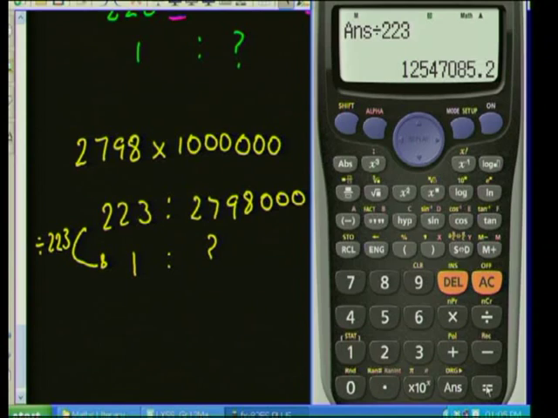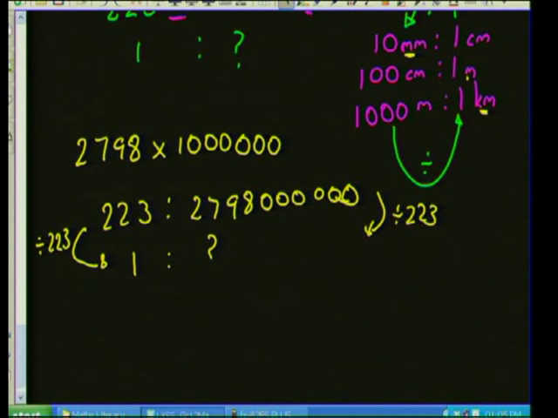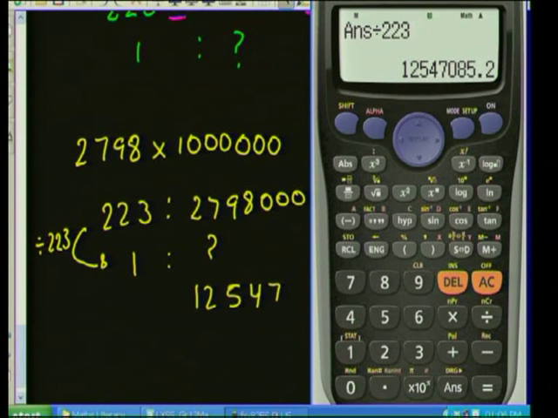And I like to count backwards from our zeros. So I've got 3 and 3. So I've got 12,547,085. Let's try to write that out. 12,547,085.